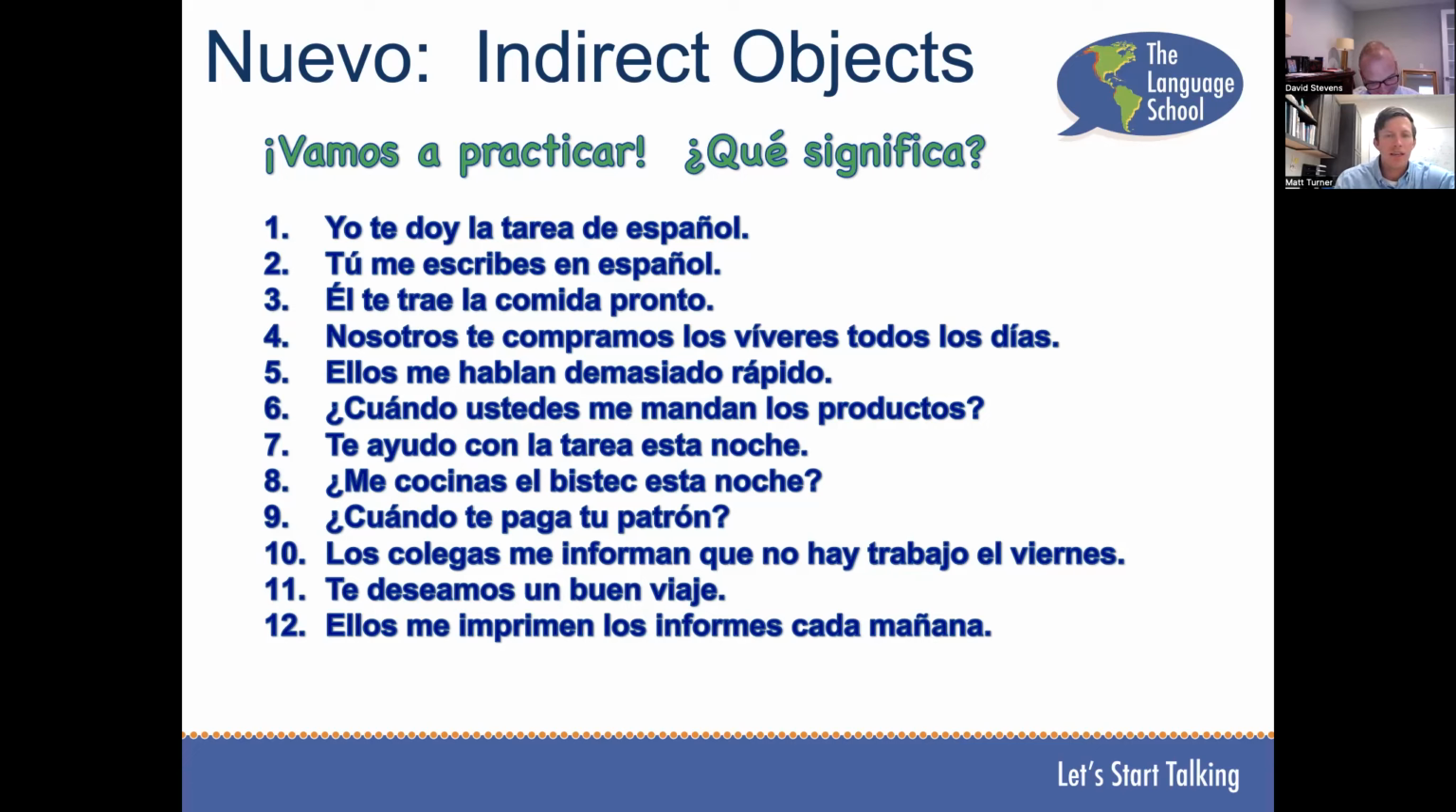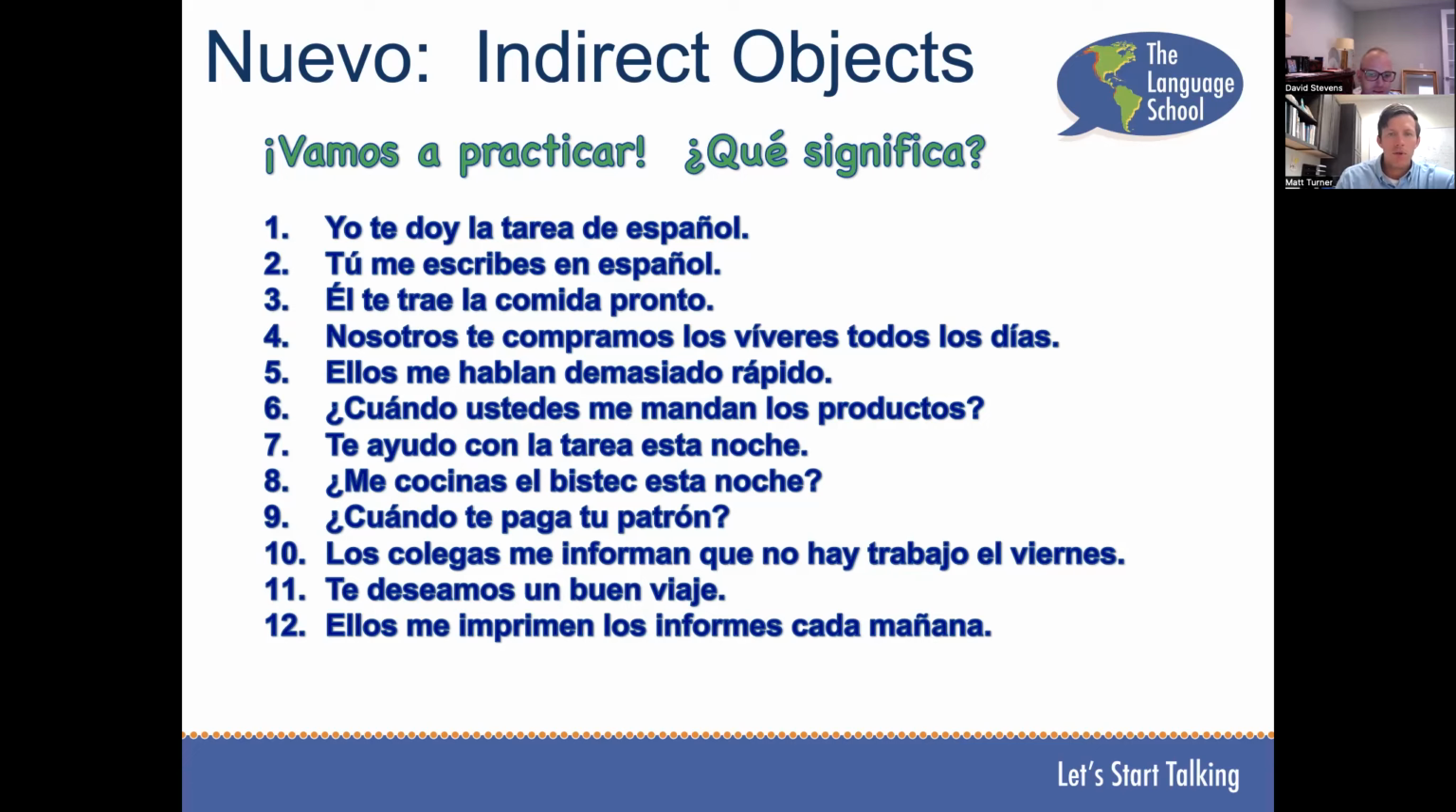Okay. Te deseamos un buen viaje. So deseamos, want is the verb. I'm assuming we is the subject, and you are the indirect. So we want you to have a good vacation. Essentially, yeah. Good trip. Another way you could say that is we wish you a good trip. Okay, we wish you a good trip.